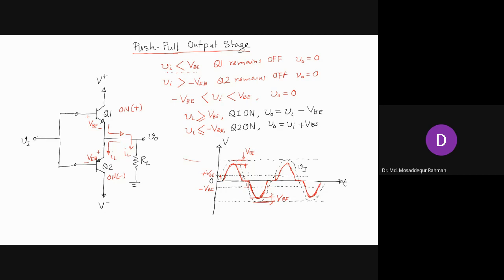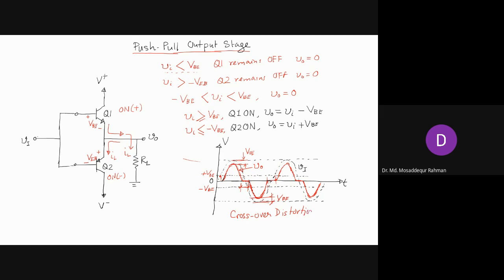So this is how the output voltage will look. The outer one is our Vi, but the inner one is our V0, the output voltage. And the output voltage will always be less than Vi by this voltage VBE. And there will be a certain period of time where the output voltage will be zero. And this part is known as the crossover distortion.